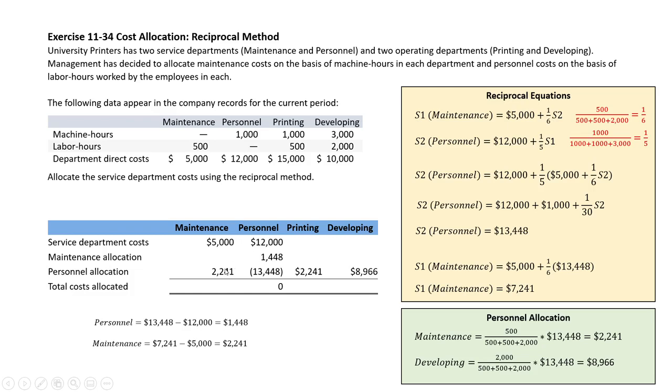When I look at this, again, 2,241 allocated to both maintenance and printing, 8,966 allocated to developing. That's a total of the $13,448, and it includes the 12,000 of direct costs plus the allocation of $1,448 for maintenance. Again, to keep the video brief and give you an opportunity on your own, I'm not going to demonstrate the maintenance allocation, but hopefully this gives you a good start.